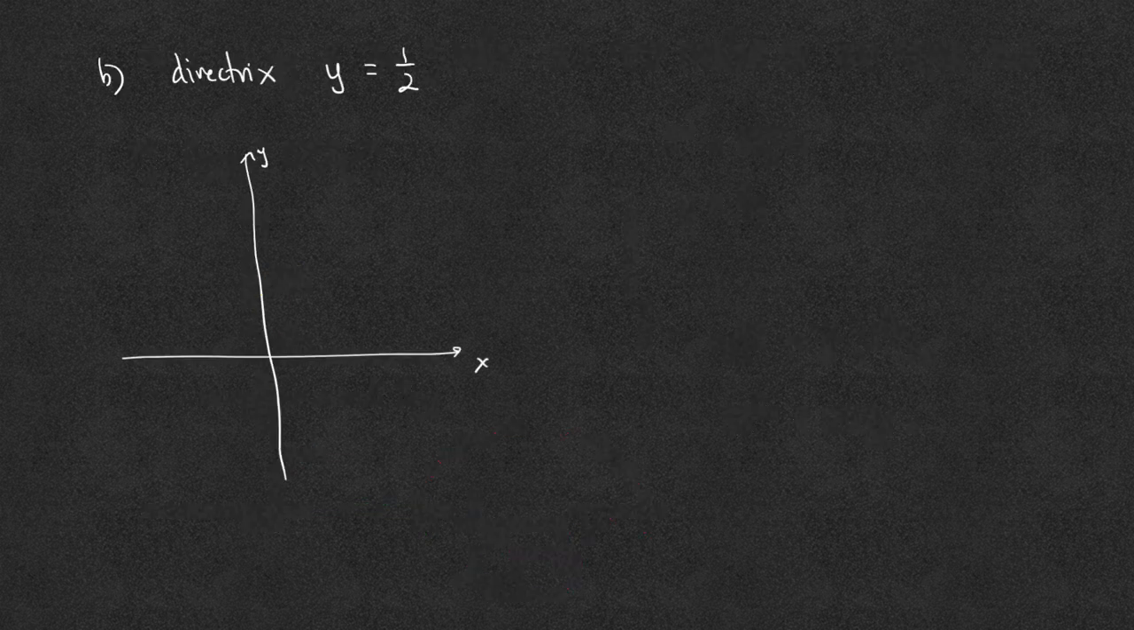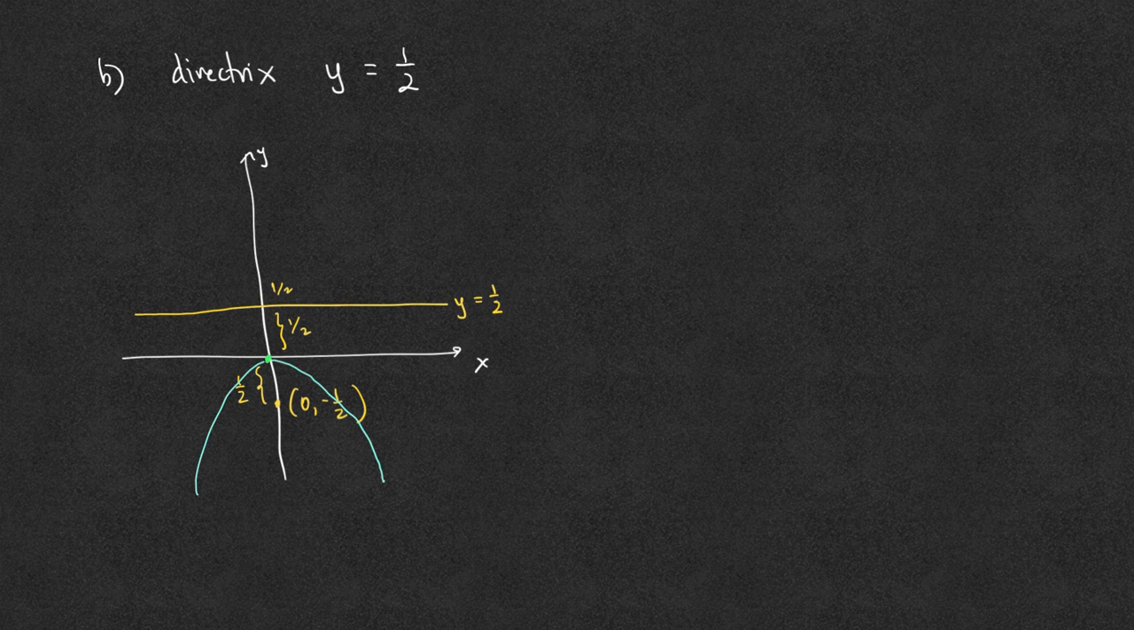For the parabola that has the directrix as the line y equals 1/2, the focus has to be at the point (0, -1/2), because we were given that the vertex is at the origin already. The distance from the vertex to the directrix is 1/2. Therefore, the distance from the vertex to the focus has to be 1/2 as well. Knowing that the focus is within the parabola, we know that this parabola opens downward.